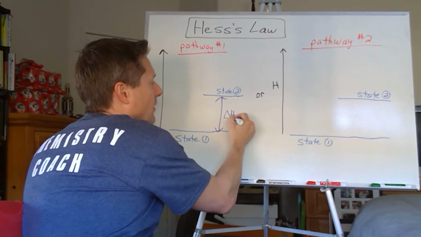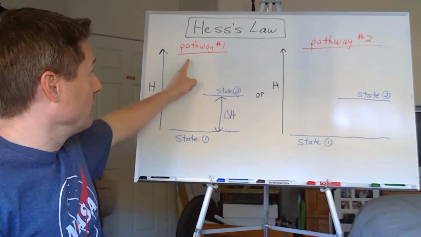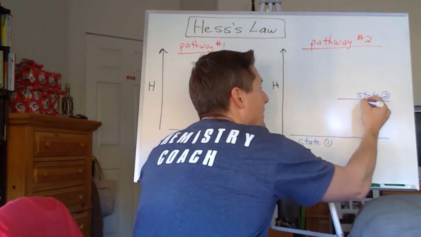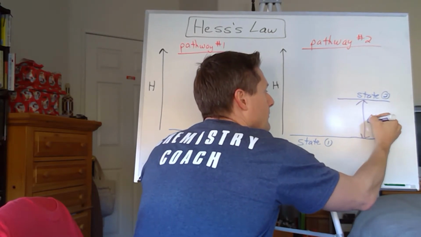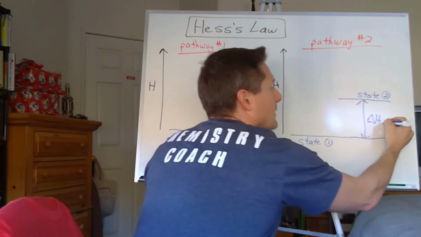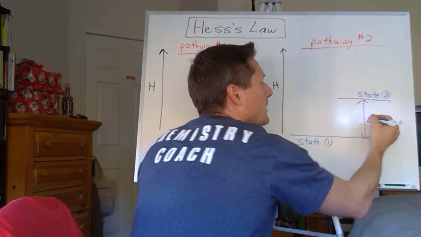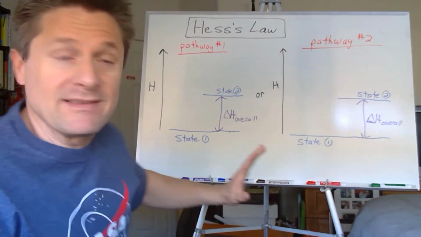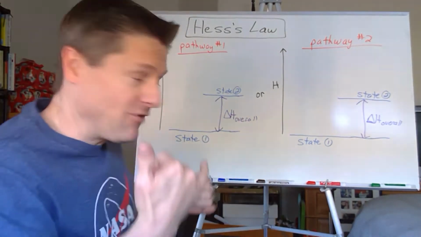So this is the delta H that we're looking at, right? We can do this from pathway 1 or pathway 2, but it's the same regardless of what pathway we take. So this is going to be delta H. We'll call this overall in both scenarios. My ugly little triangles there. So regardless, delta H overall is going to be the same regardless of how we get from state 1 to state 2, right? Yay, state functions.